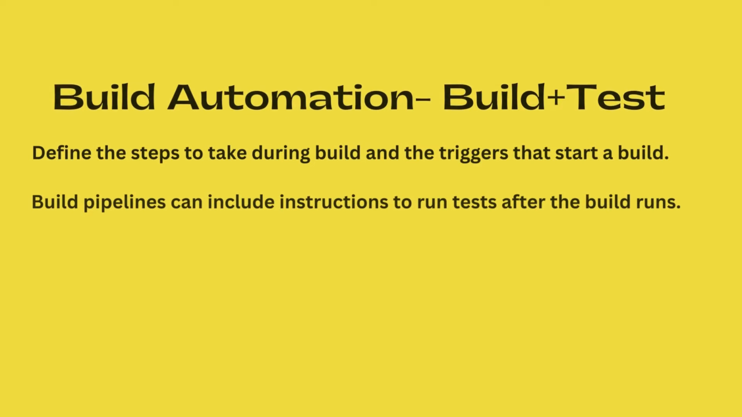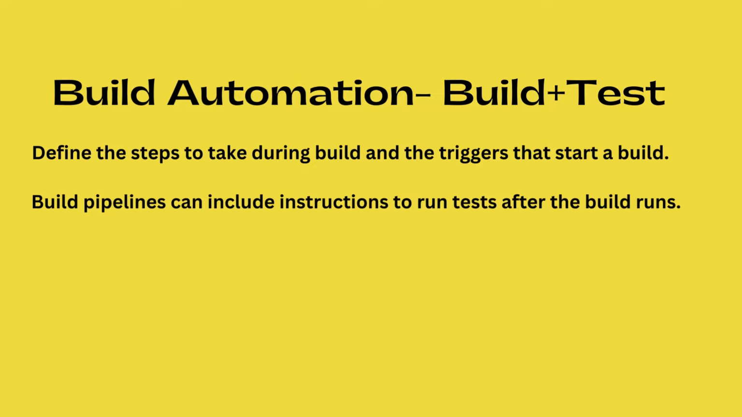Build automation is the build plus test. So in software we have three stages, basically building the software, testing the software, and deploying the software. The build automation performs the two steps, building the software plus testing. Okay, in the build automation, continuous integration, basically we define the steps through the YAML pipelines or through the classic editor. We define the steps so that it can take the build and it can trigger the build automatically.